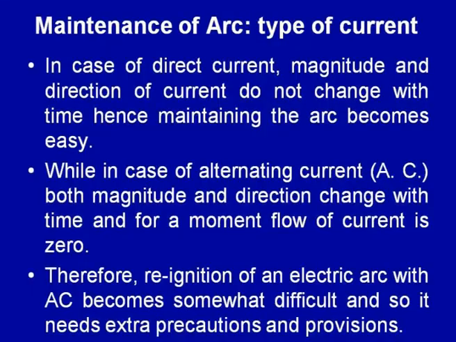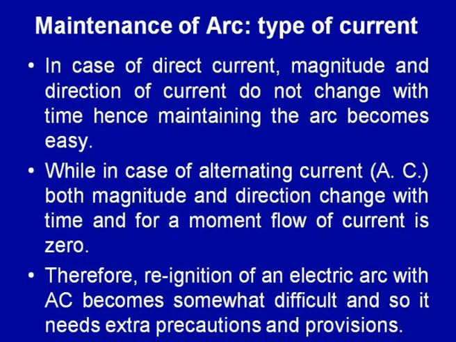Now, the maintenance of the arc is significantly affected by the type of current being used. There are two types of currents normally used: direct current and alternating current. In direct current, the magnitude and the direction of the current do not change, but in alternating current, the direction and magnitude of the current change continuously. This variation in magnitude and direction makes the flow of current difficult, and so the maintenance of the arc is also made difficult with alternating current.